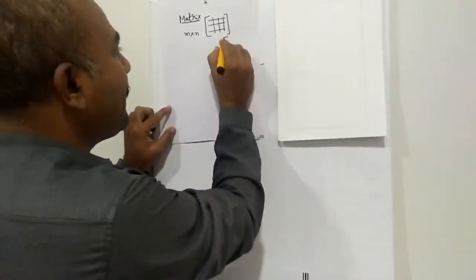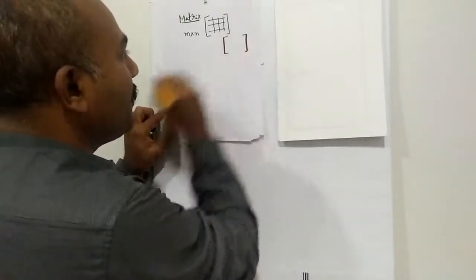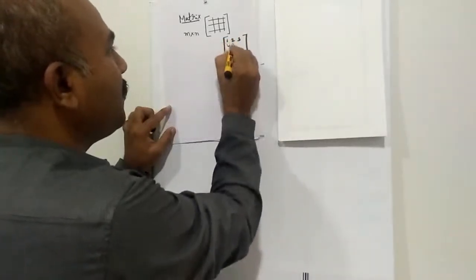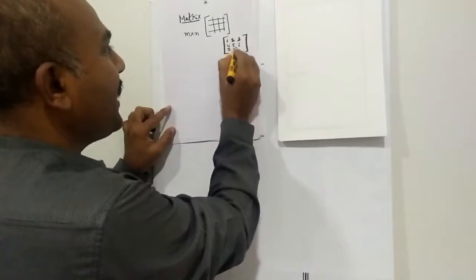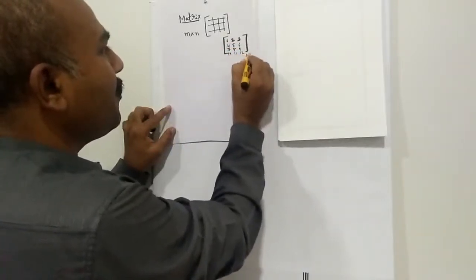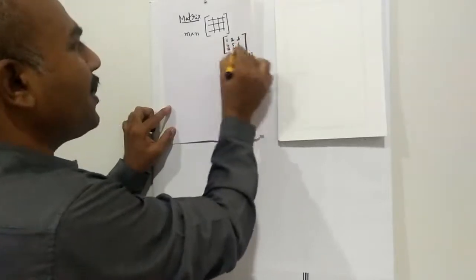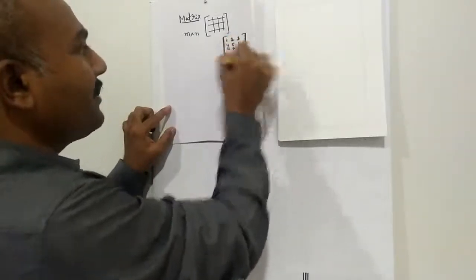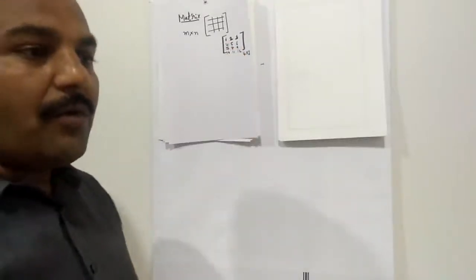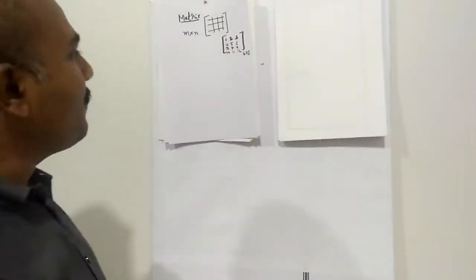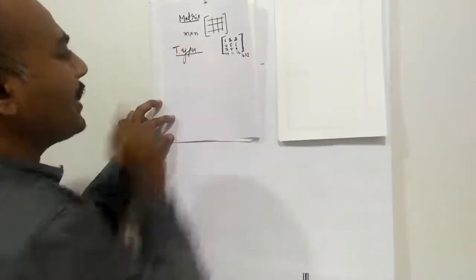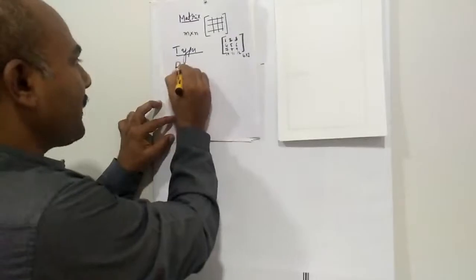For example, the matrix of the type 4 into 3: 1, 2, 3, 4, 5, 6, 7, 8, 9, 10, 11, 12. So this is of the order 4 into 3. There are 4 rows and 3 columns. So it is an example for a rectangular matrix. When you go for the types of matrices, there are a number of types. First we will go for the row matrix.